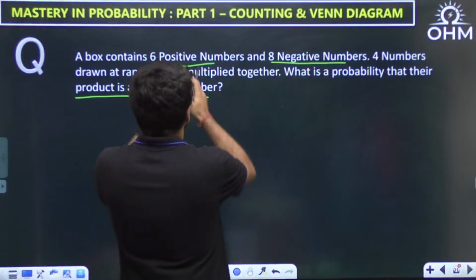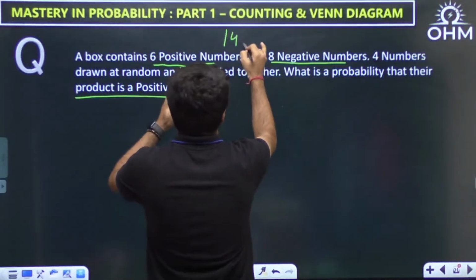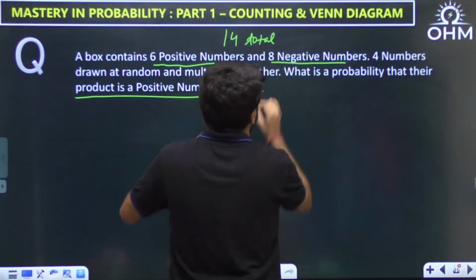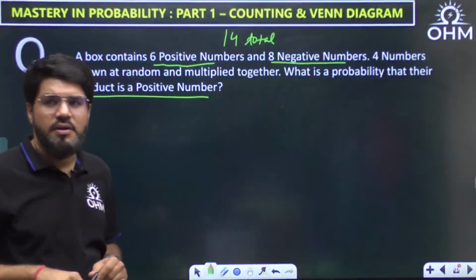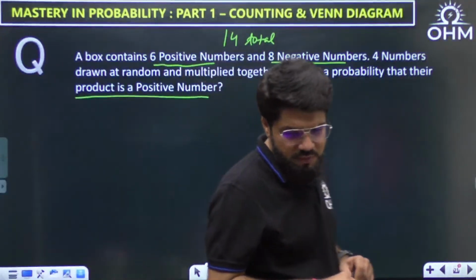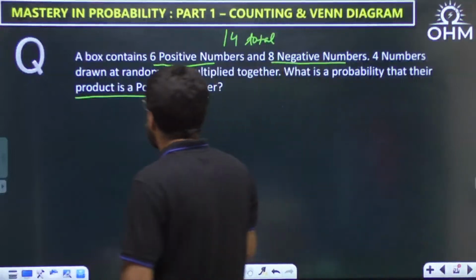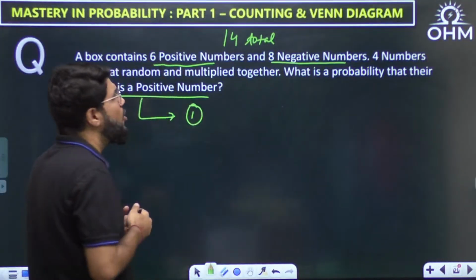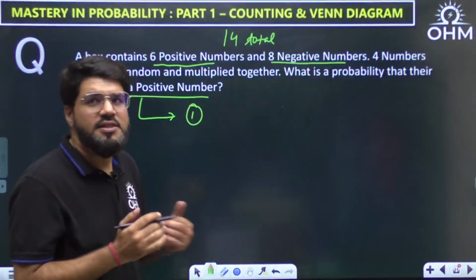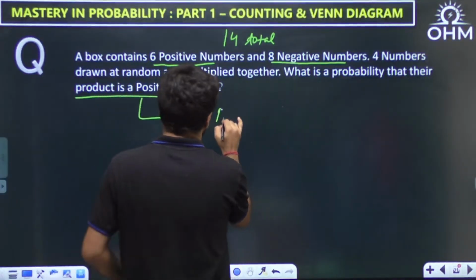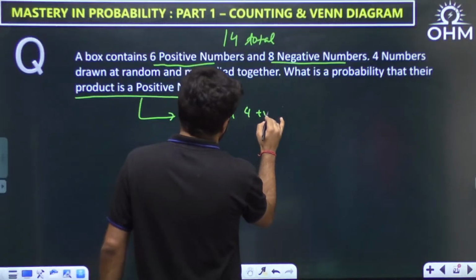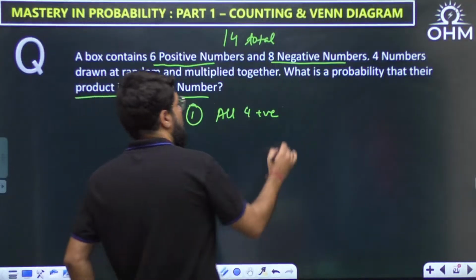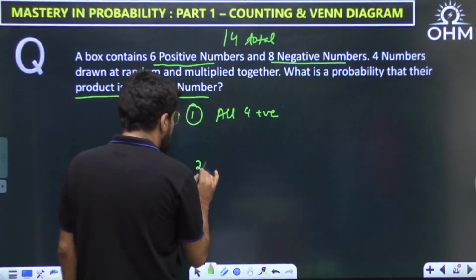Total 6 positive and 8 negative, that means 14 total. And you want the product to be a positive number. How can the product be a positive number? Simple. Case number 1, all 4 positive.